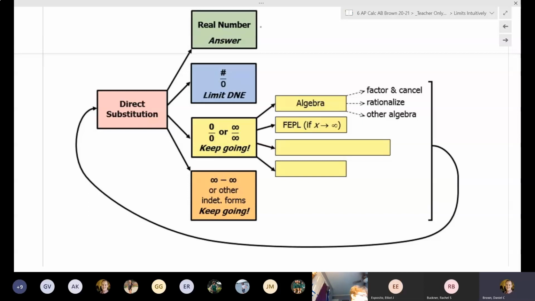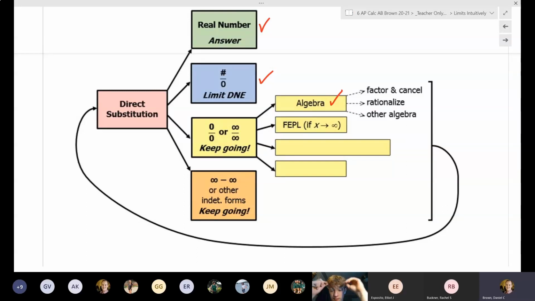If you get a number over 0, your limit automatically does not exist. And then if you have 0 over 0 or infinity over infinity, the one that we talked about was their algebra skills, like factor, cancel, rationalize, and then like common denominator or anything else.